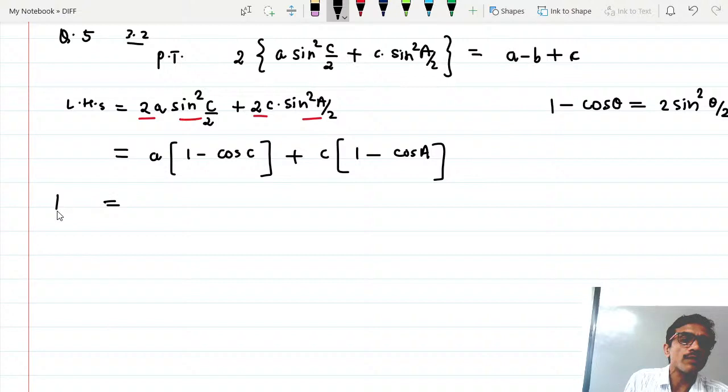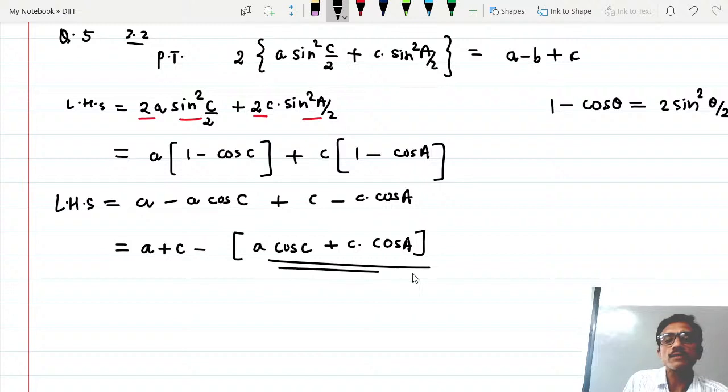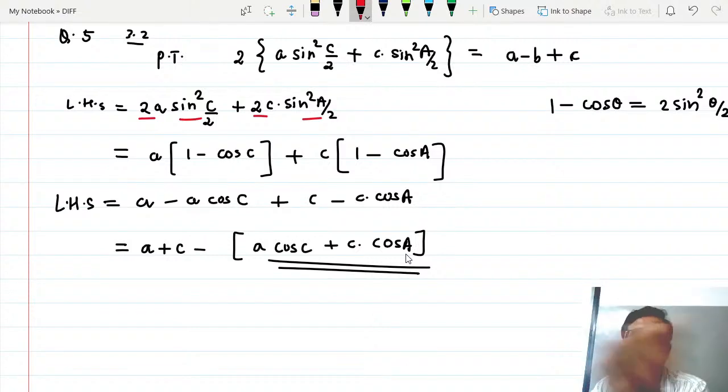Here LHS is equal to a minus a cos C, we expand this bracket, plus c minus c cos A. So a plus c we write together, minus (a cos C plus c cos A). Can anybody answer this? What should I write in place of this bracket?